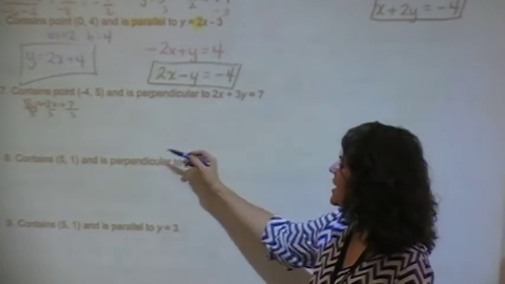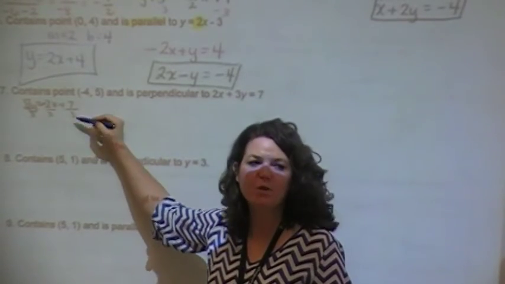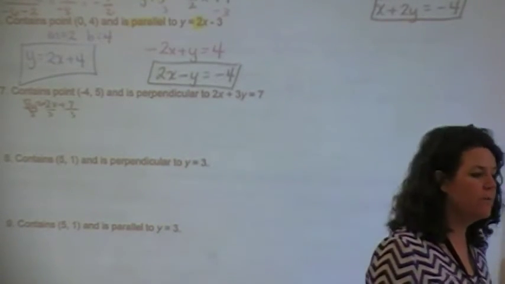Okay, so that was easy enough. I moved my 2x over, and then I divided by 3. I don't really care what the y-intercept is. It doesn't concern me. All that matters to me is this slope right here. And that's the slope of the original line, so that's not even the slope I'm going to use. I'm going to take that slope, flip it, and change the sign. So I'm going to use positive 3/2 with this point.